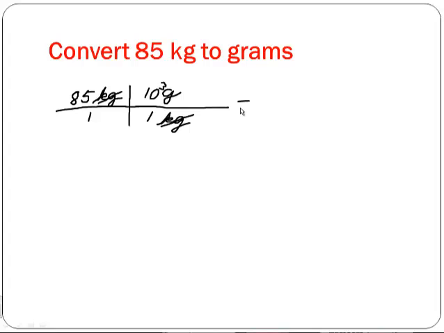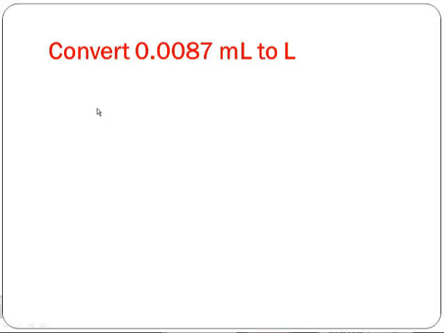and I'm going to go ahead and multiply 85 times 10 to the third, or 85 times 1,000, it's the same thing, and that's going to give me 85,000 grams. All right, so we know that that's the correct answer. The next step is for you to box in your answers. I want you, every answer that you get, to box it in. All right, let's move to the next problem.